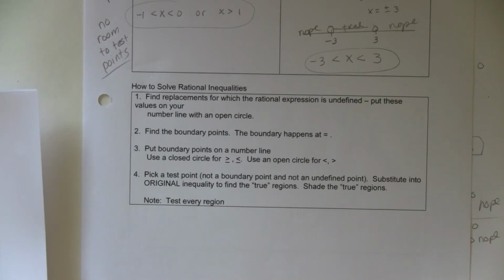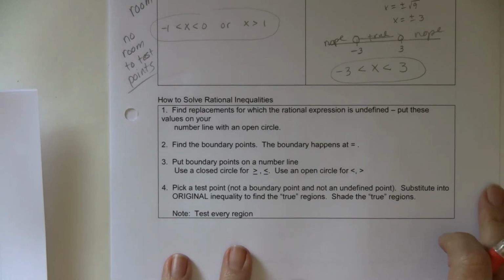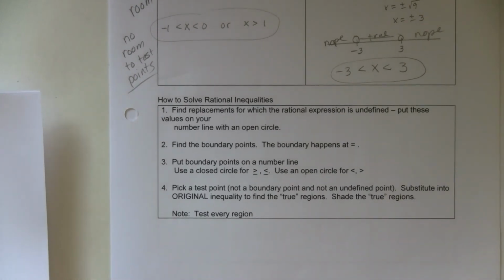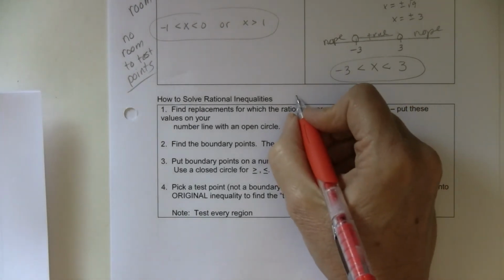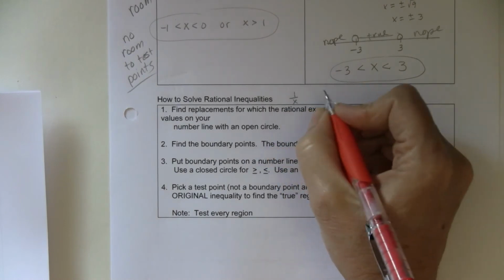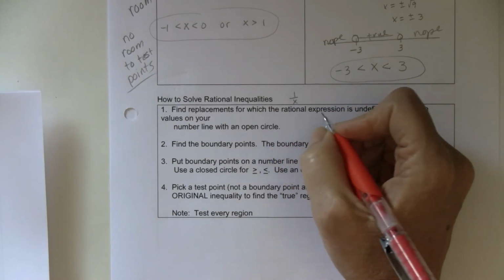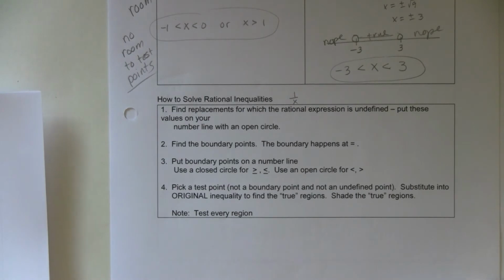Okay. So the next one is for rational inequalities. And rational inequalities, I don't know if you remember, but rational expressions are like 1 over x. They're fractions, or maybe more complicated than 1 over x, but they're fractions. And so the first thing that you want to do is solve for the boundary point.